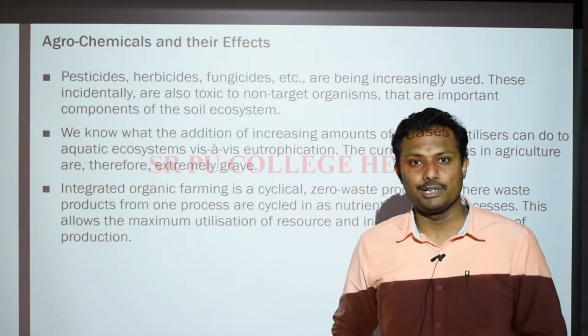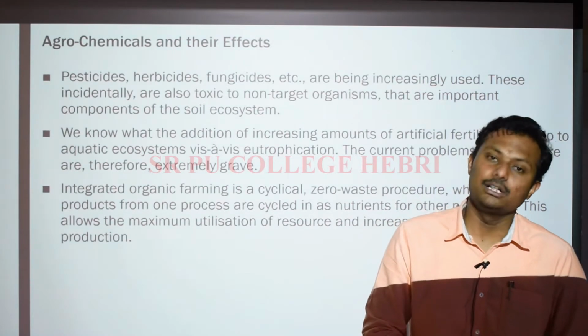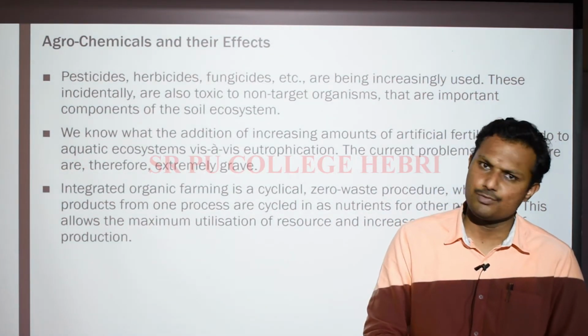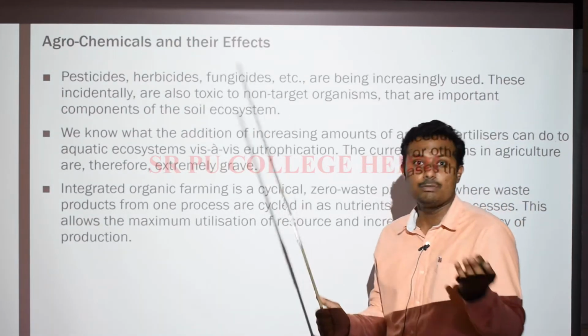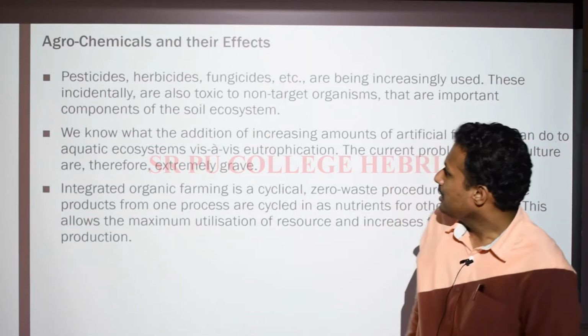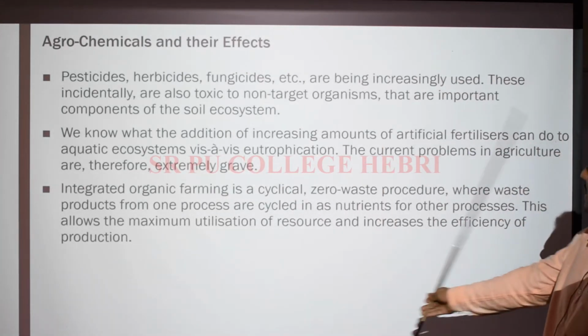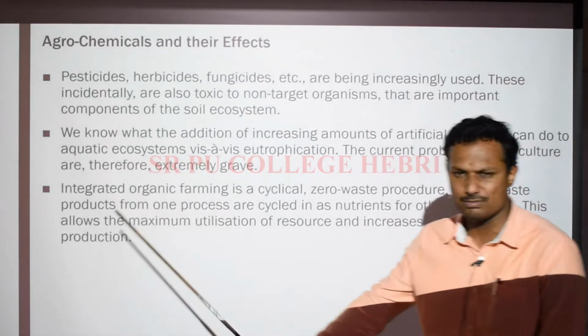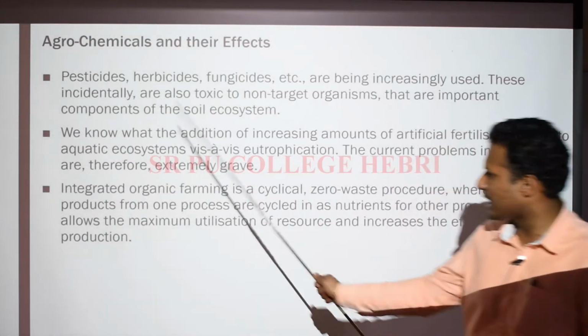trophic level to another trophic level, and they are going to harmfully affect different organisms, aquatic organisms, or maybe different birds or fishes, right? By disturbing their metabolic activities. So we know what the addition of increasing amounts of artificial fertilizers can do to our aquatic system. Definitely it is going to cause a huge loss to the aquatic ecosystem. That is what has been explained here.